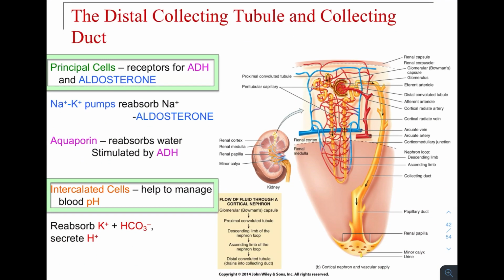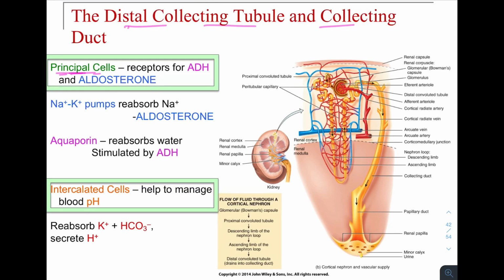Now, the distal convoluted tubule and the collecting duct is going to have two types of cells that we need to talk about. One type is the principal cell. The principal cell is going to be the one that is in highest numbers. That's why we call it principal cell. And again, here we're at the very end of the nephron, at the distal convoluted tubule, and also we're going to see the collecting duct has them as well.